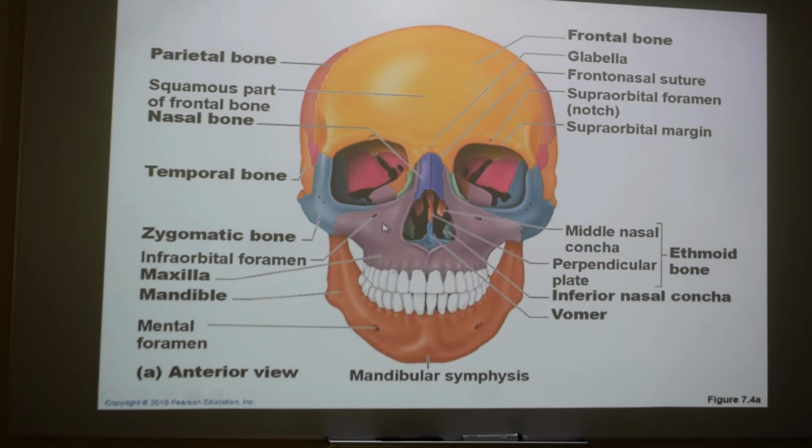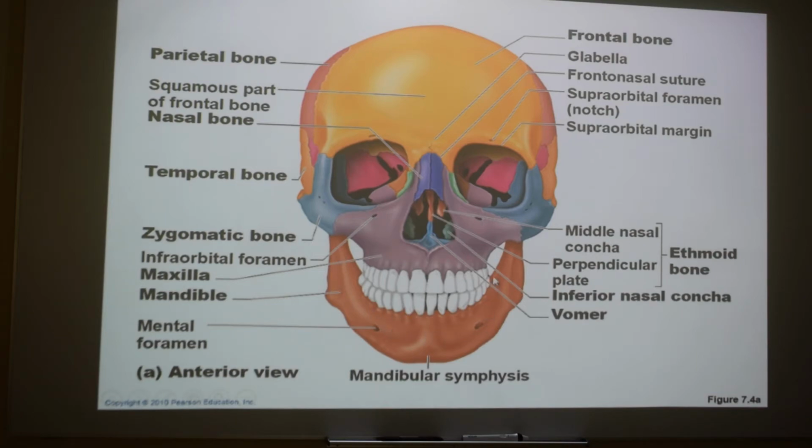So maxilla also has air sinuses here. So you have the maxillary air sinus here, and then you can see it is forming the floor of the orbit, and it is also forming the alveolar processes of all the upper teeth. So it's an alveolar process which is giving rise to the upper teeth. It has an orbital process which is forming the floor of the orbit. It has a frontal process which is going towards the frontal bone, and it has a zygomatic process which is articulating with the zygomatic bone. The foramen which you see here is the infraorbital foramen, which is going to transmit infraorbital nerve and infraorbital artery.